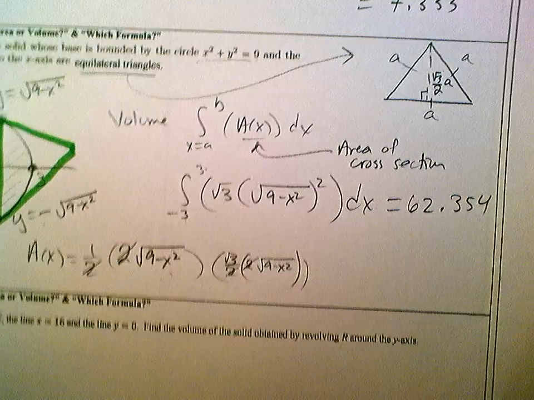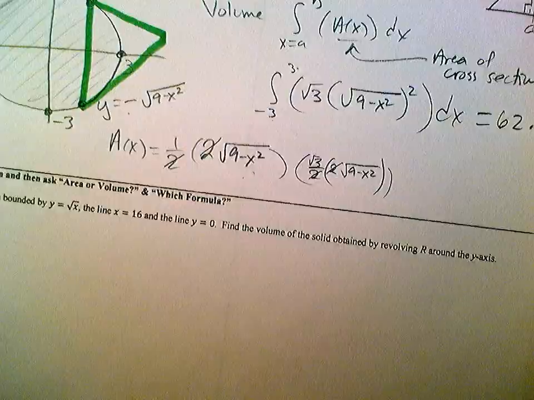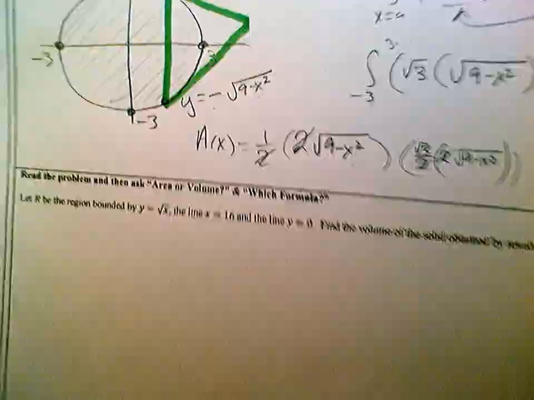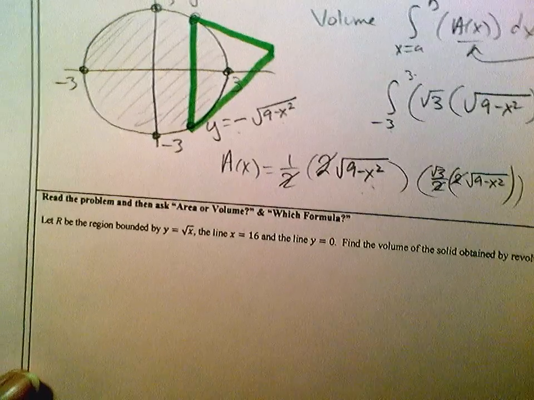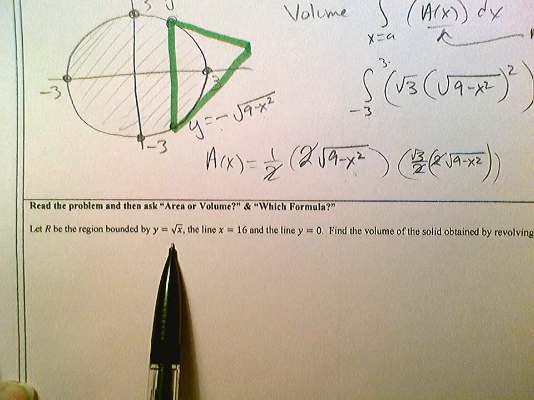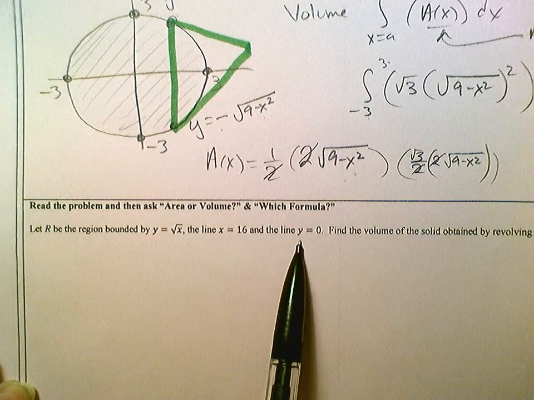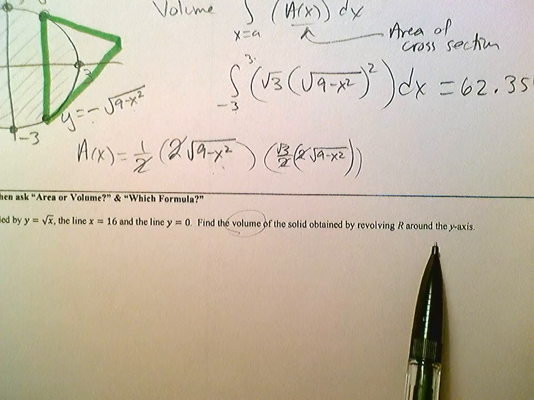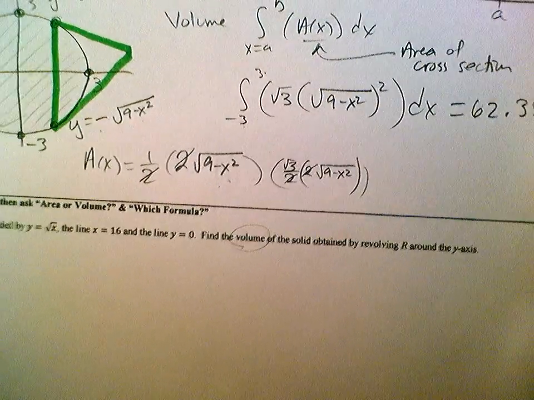Okay. Oh my God. This is the third to last problem. Read the problem and then ask area or volume and which formula. Let R be the region bounded by y equals radical x, the line x equals 16, and the line y equals 0. Find the volume of the solid obtained by revolving around the y-axis.